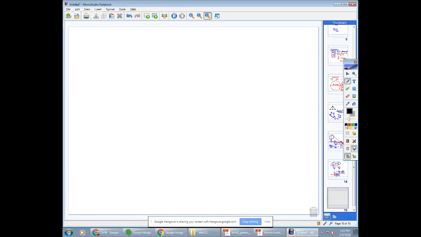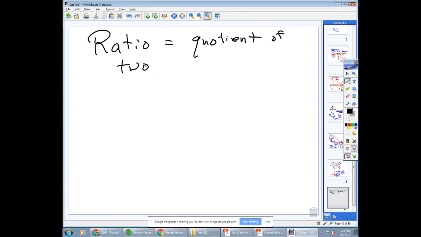So just some formalities. A ratio is just the quotient of two numbers, and it can be any two numbers. Earlier in the chapter, in section 1, we talked about rational numbers. Anybody remember the definition of what it meant to be a rational number?